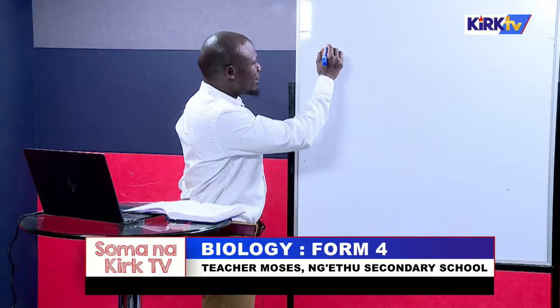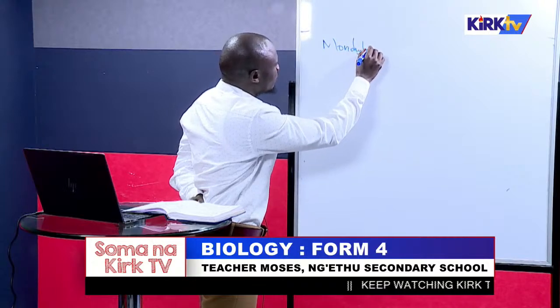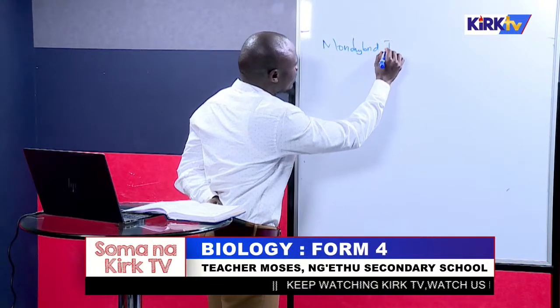In this concept of genetics, I want to be more specific, and I want to discuss monohybrid inheritance. In this lesson, some of the objectives that we need to achieve by the end of the lesson: the first objective has to do with monohybrid inheritance.